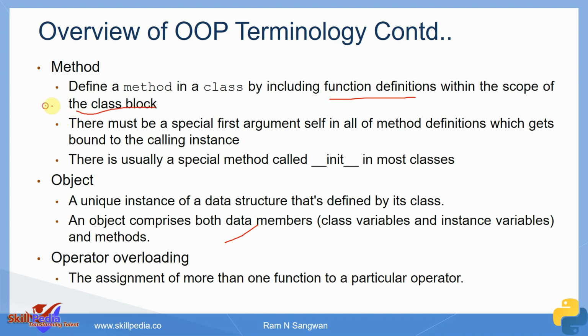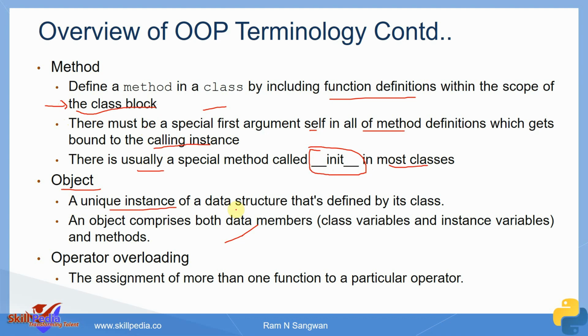The interesting point here is only one: that method is visible inside the class or applicable only for that class. There must be a special argument, self, in all method definitions, which gets bound to the calling instance. There is usually a special method called init in most classes.